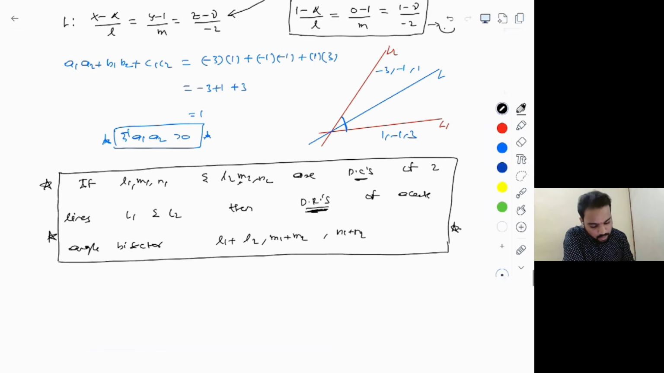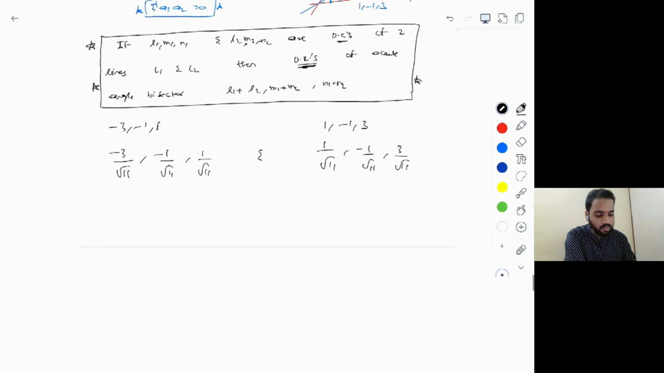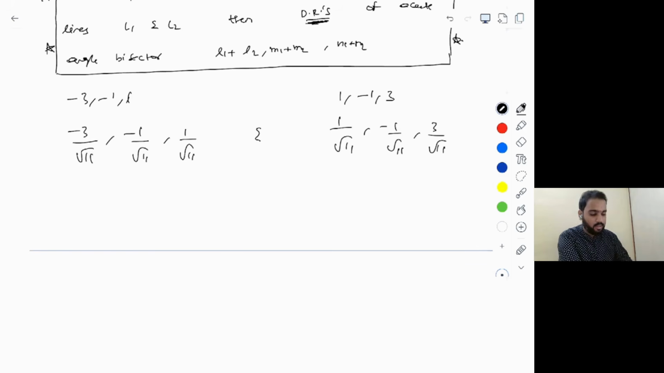So for the first set of DRs, that is -3, -1 and 1, I'm going to write down the DCs here, which will be -3 divided by root over a square plus b square plus c square, here root 11. So -3 by root 11, -1 by root 11, 1 divided by root 11. Similarly, for the DRs of the second line, 1, -1, 3, the DCs will be 1 divided by root 11, -1 divided by root 11, 3 divided by root 11, after dividing by the square root of a square plus b square plus c square.